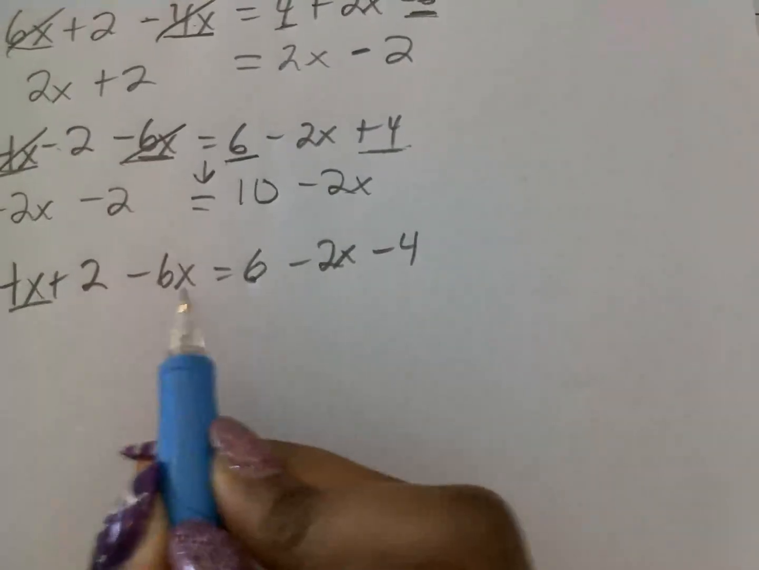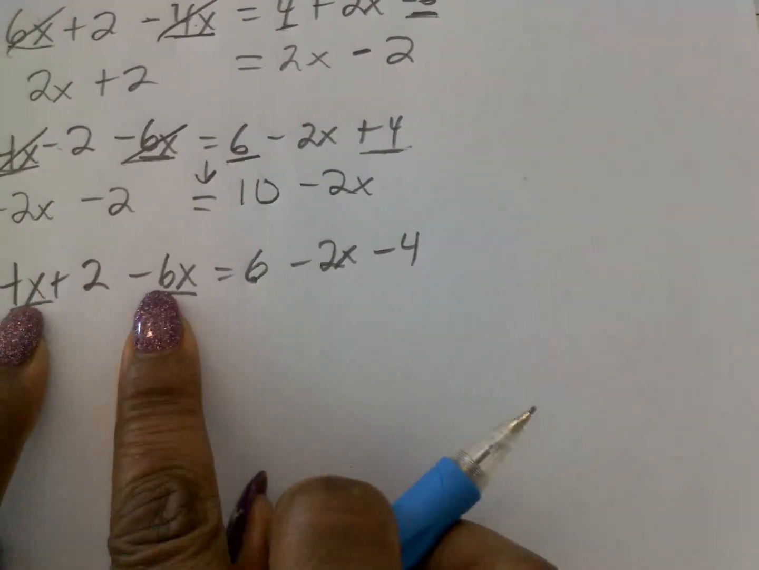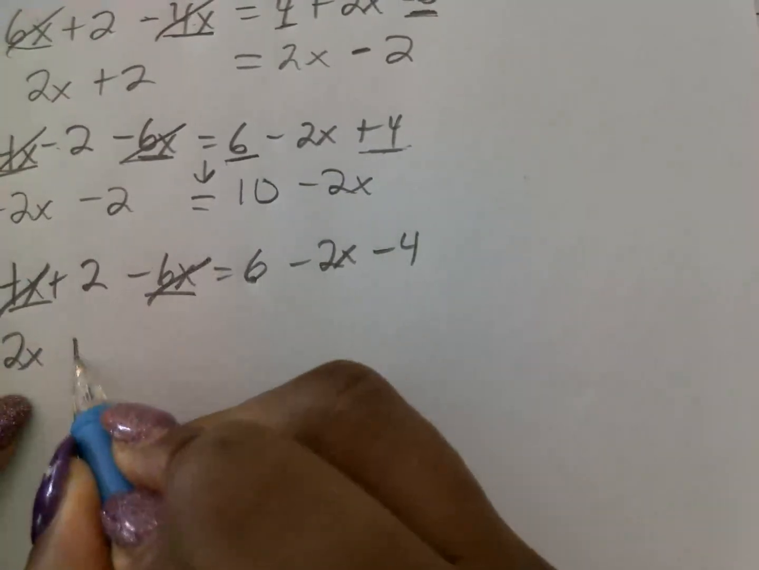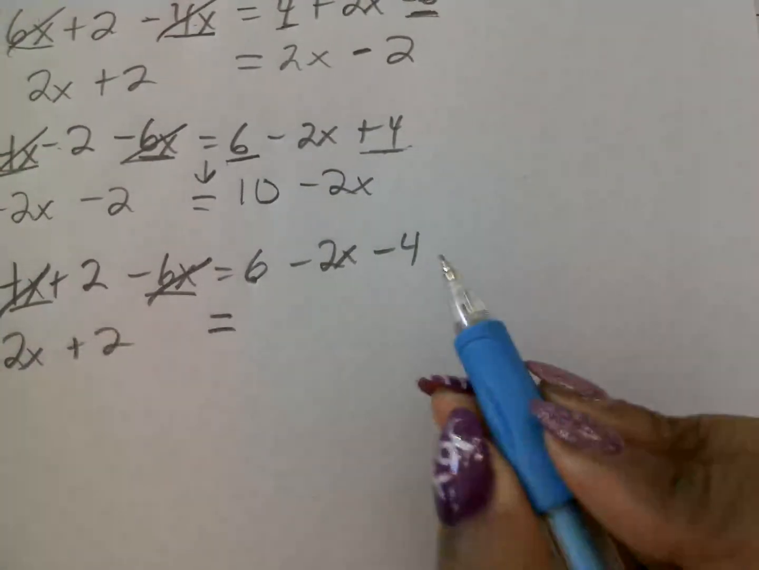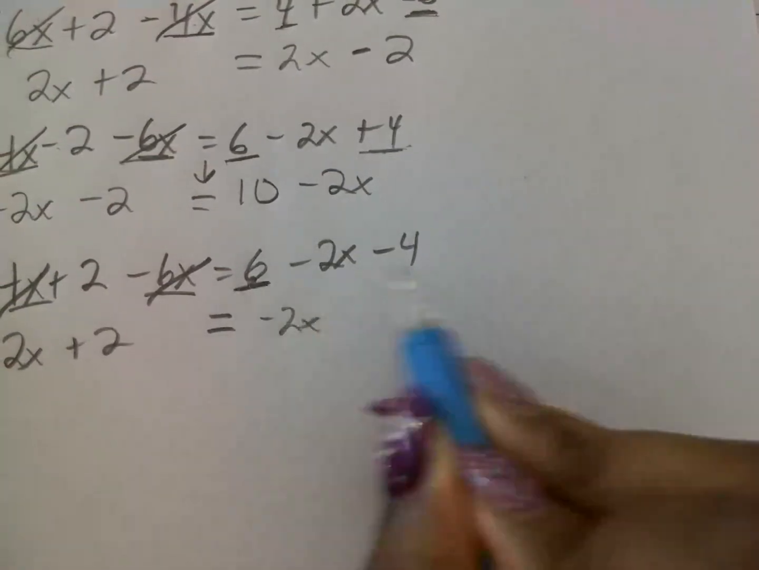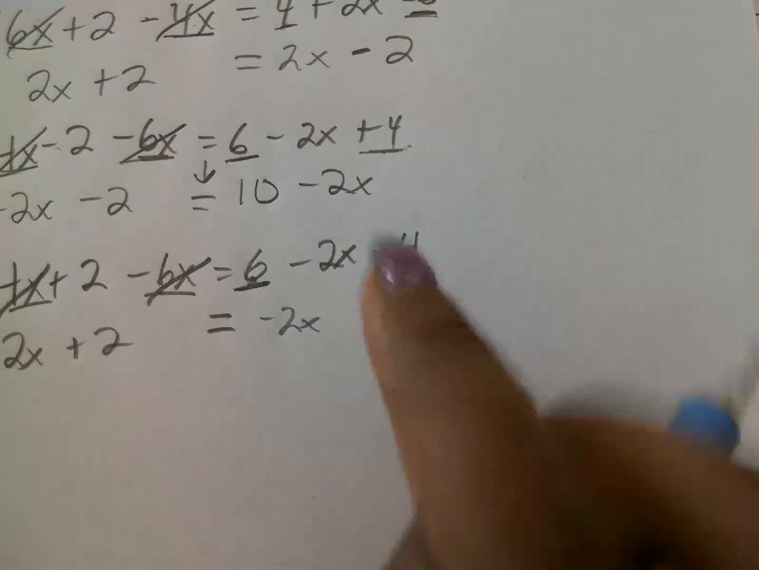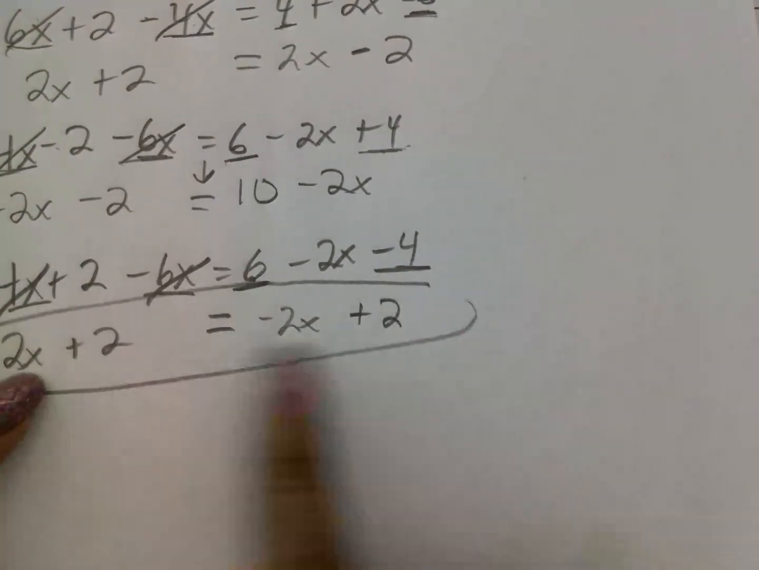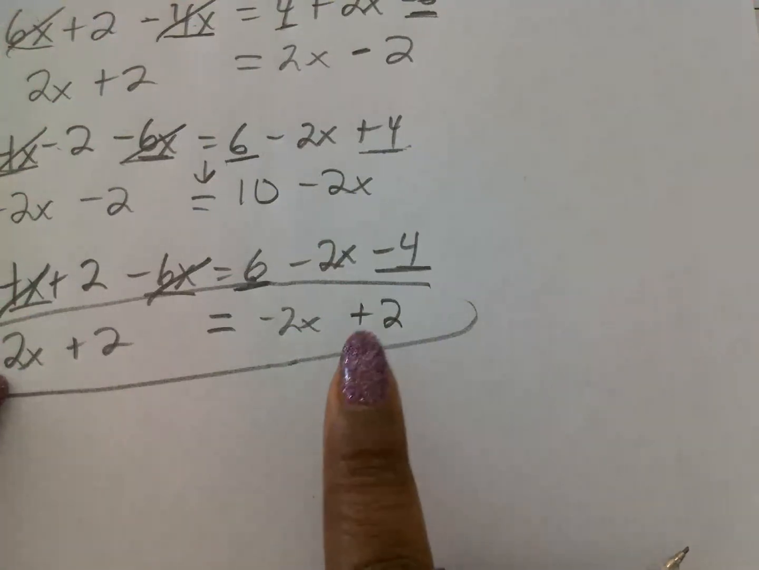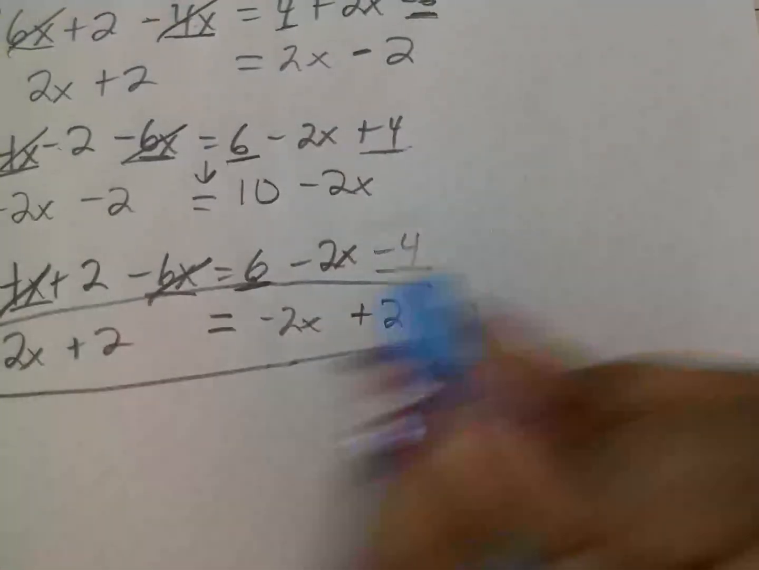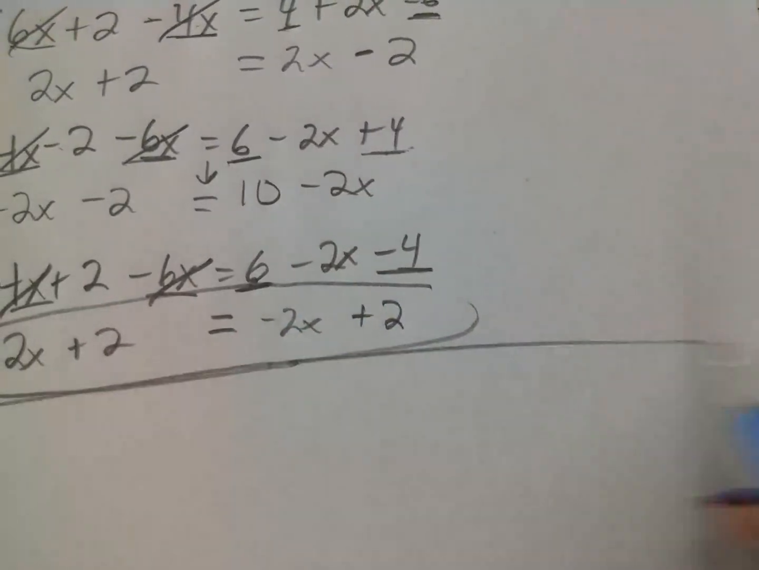Combine these two. That's negative 2x plus 2. Bring down the equal. This is negative 2x, but combine these two, okay? This gives you plus 2. So both sides are exactly the same. So this is going to have infinitely many solutions. D is your answer. So we're going to write D as our answer. Okay?